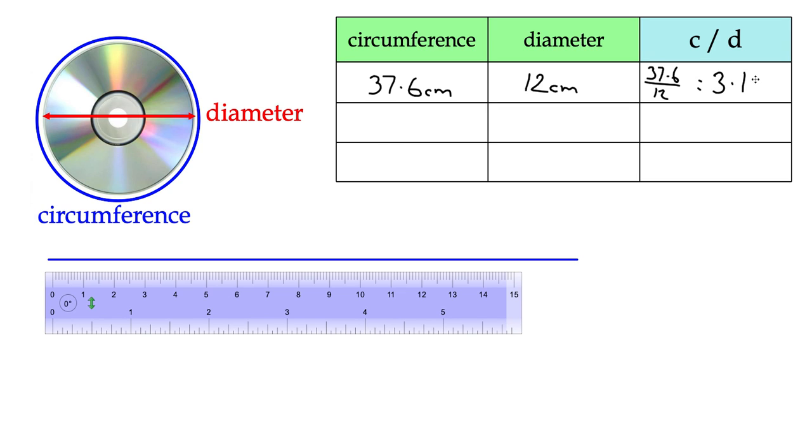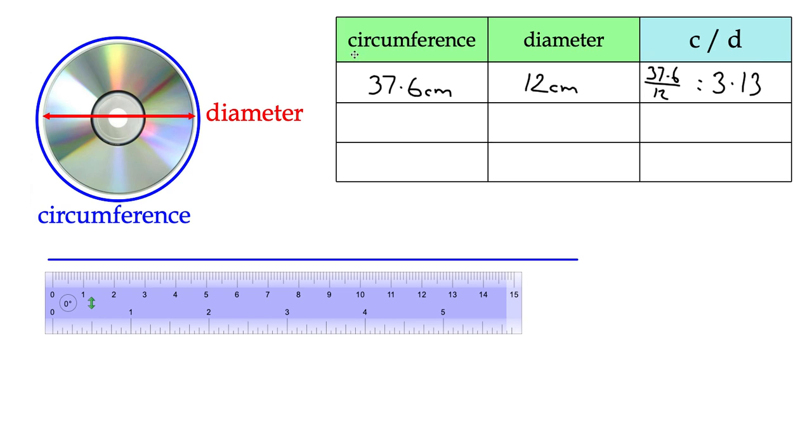Okay, so what I'd like you to do is to basically do that for a few objects. So pause the video again. I want you to do the same for as many objects as you can, and see if you can see a pattern that emerges when we're doing the circumference divided by the diameter. Okay, so pause the video and do this.